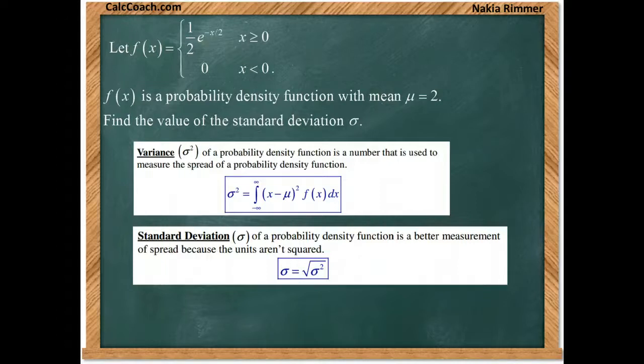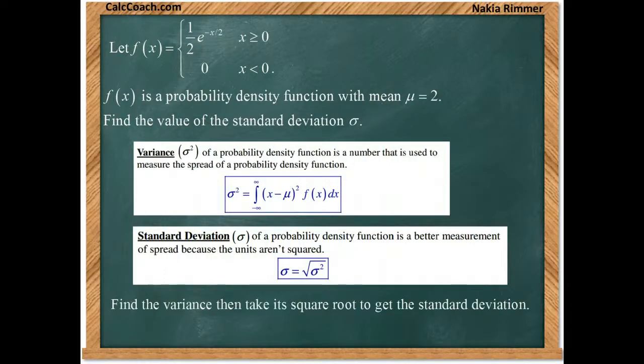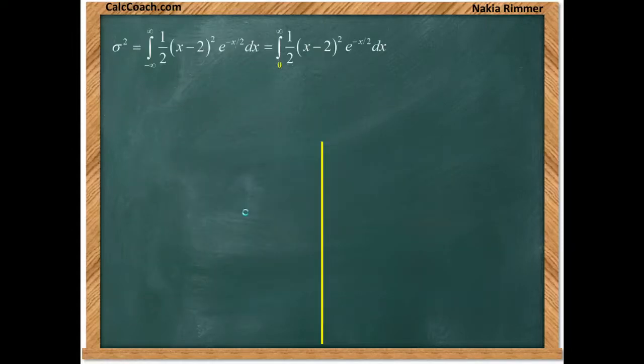So first our job will be to find the variance, and then after that we'll take the square root, and that value will be called the standard deviation. Okay, our mean is 2, so we can plug that in. And so sigma squared is going to equal the integral from -infinity to infinity x minus 2 quantity squared times our function f of x, which is 1/2 e to the negative x over 2.